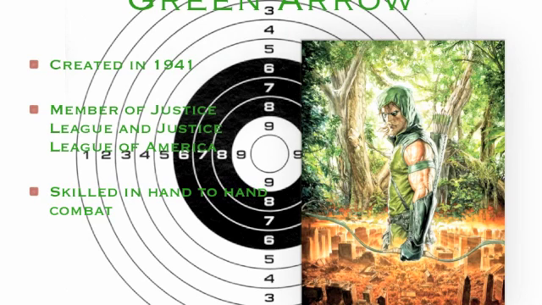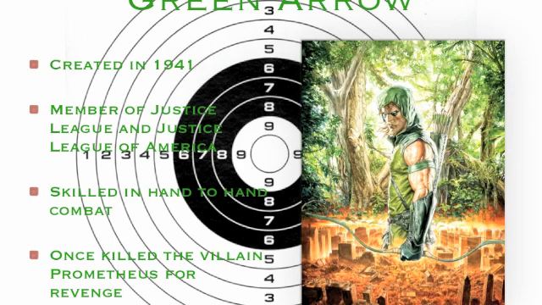He's skilled in hand-to-hand combat. So basically, he's sparred with and fought with Batman. He's had training with Black Canary and Wildcat, some of the best hand-to-hand combat technicians in the DCU. That makes him very well-rounded in hand-to-hand combat. One of his claims to fame is that he killed a villain, Prometheus, out of revenge. This happened pre-New 52.